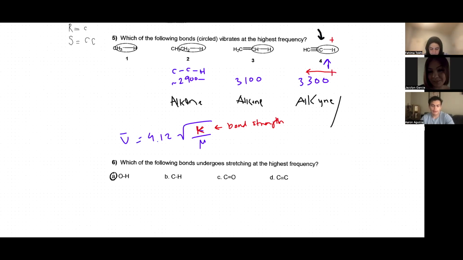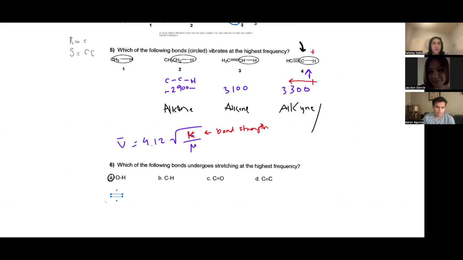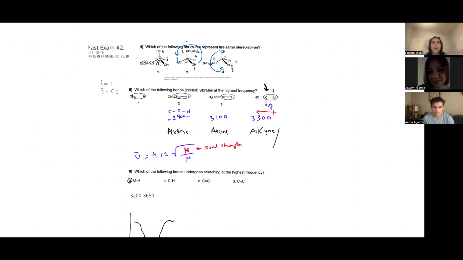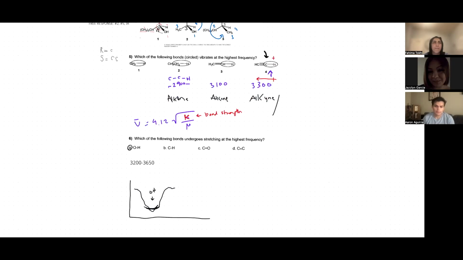Okay, number 6. Which of the following bonds undergoes stretching at the highest frequency? I can give those values. OH is 3200. Yeah, OH is the big one. I'll just write the value right here: 3200 to 3650. And OH is usually the very broad one, so it's quite easy to spot.